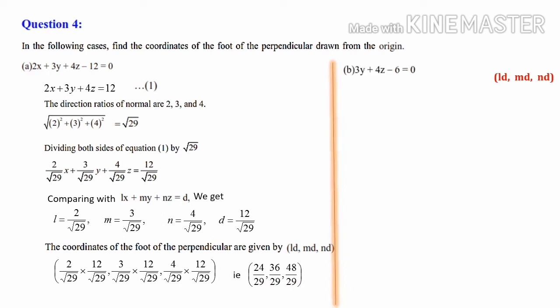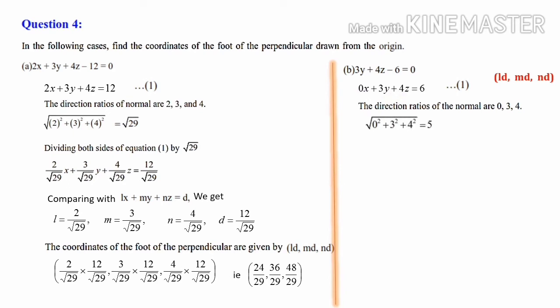Then question number B, 3y plus 4z minus 6 is equal to 0. As before, let's write it in standard form. Here x coordinate is not there, so let's write with 0. 0x plus 3y plus 4z is equal to minus 6. We have to bring it to the right side, that is plus 6. Equation number 1. Then the direction ratios we can write 0, 3 and 4.